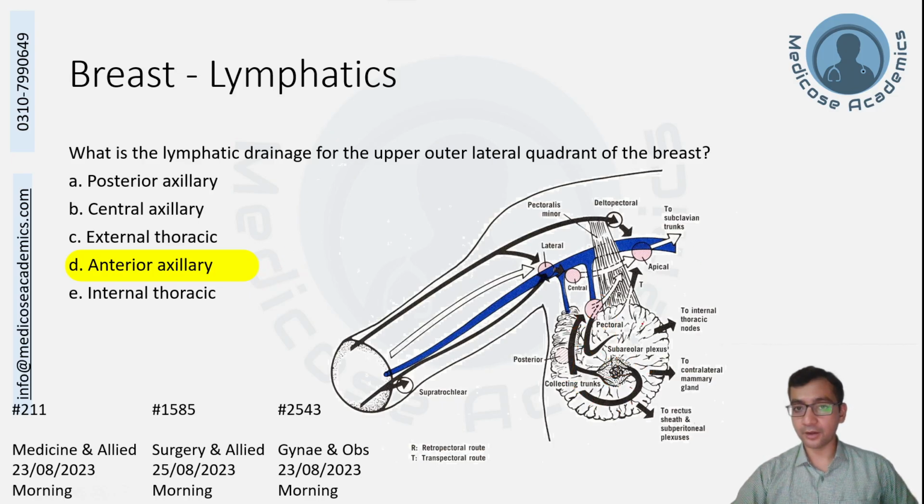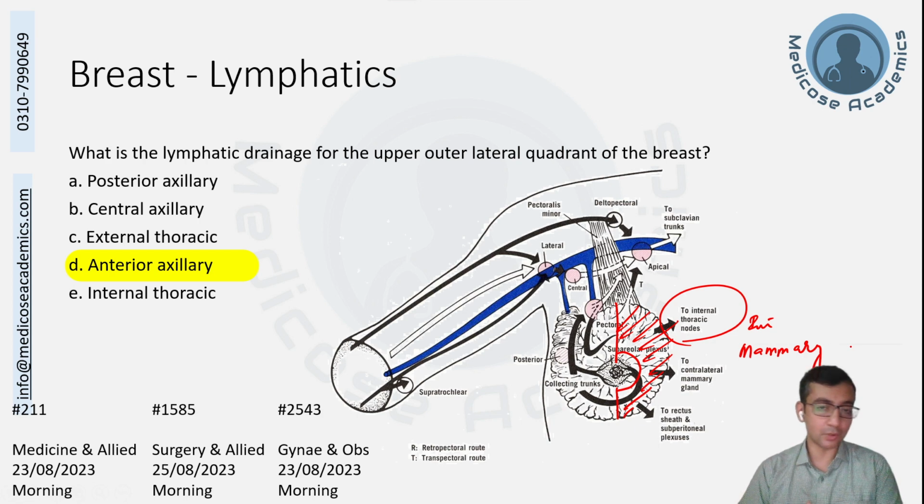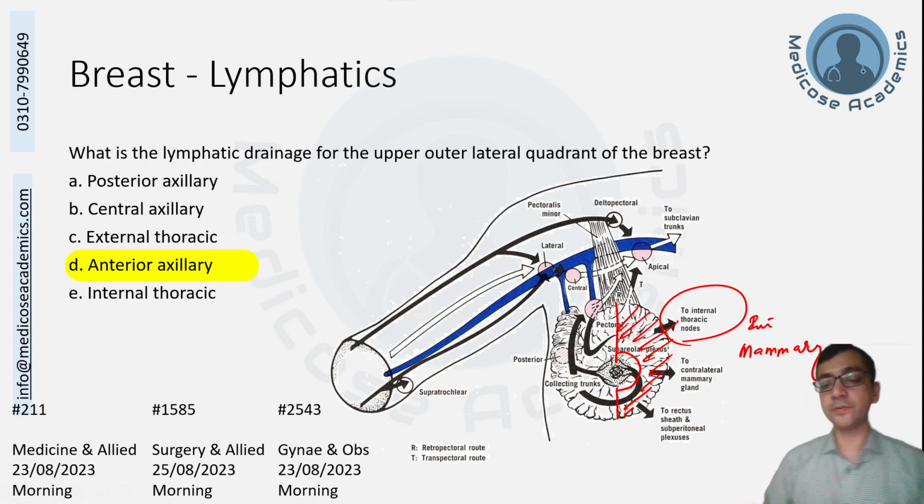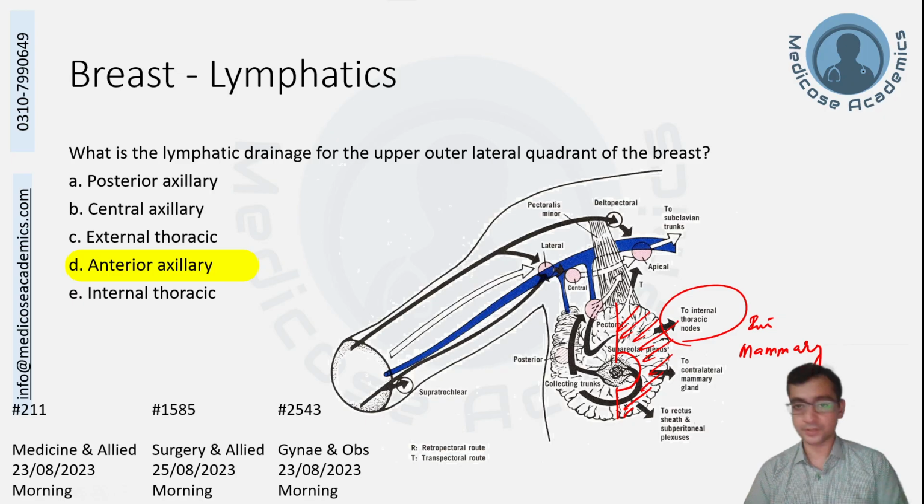From the medial half, and don't forget that medial half does not include the nipple, it majorly drains to the internal thoracic or internal mammary nodes. So these are the two most commonly asked questions. There are again smaller nodes, but you should be very fluent with these questions.